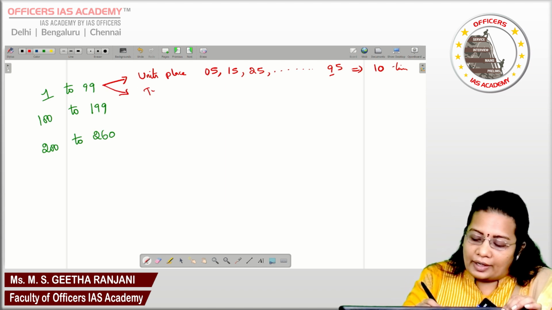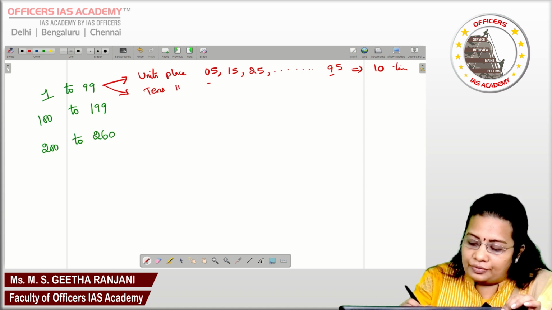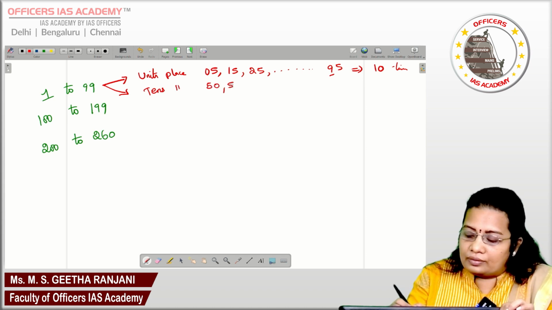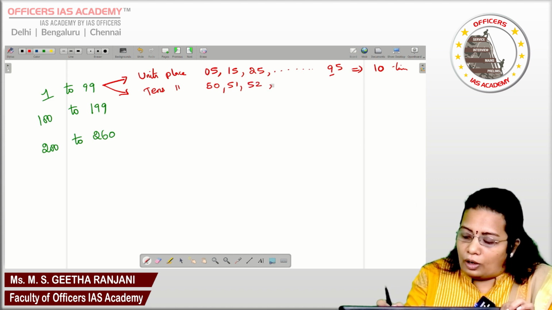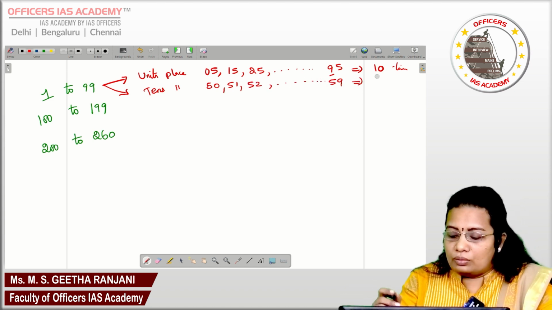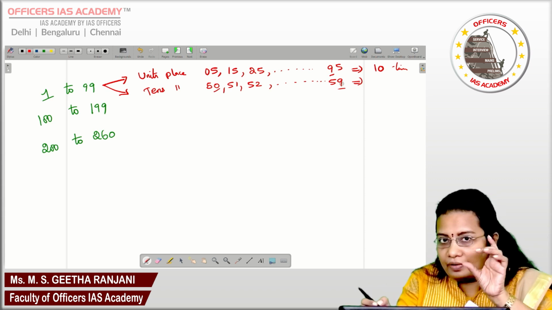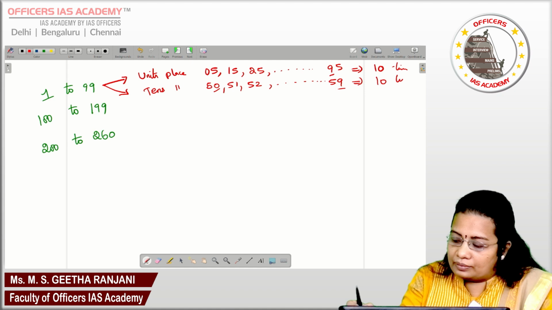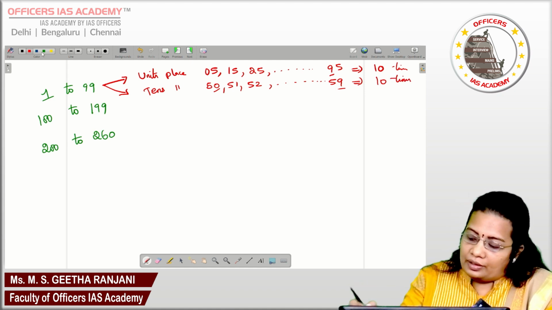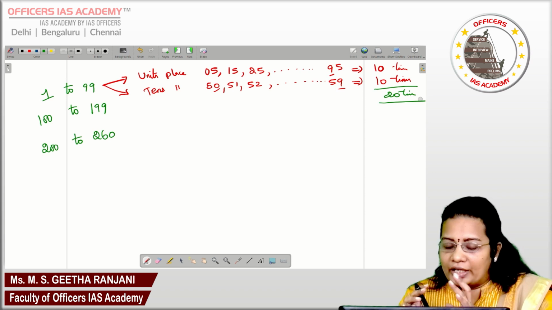Let's check the tens place. In the tens place we have 50, 51, 52 up to 59. After that 60 will come. So 5 is placed in the tens place, again 0 to 9, 10 times. 10 plus 10, 20. So up to 100, 5s are presented 20 times.